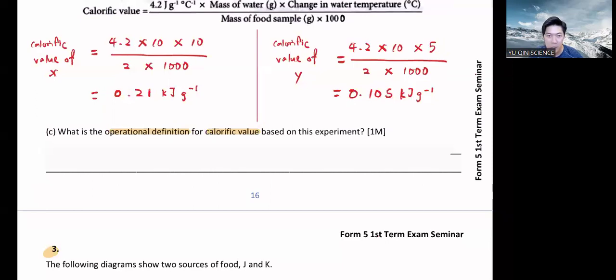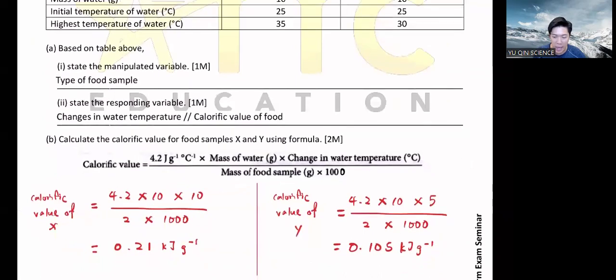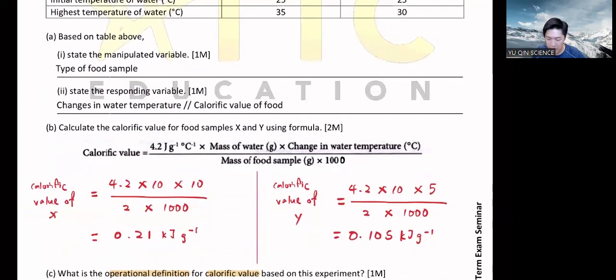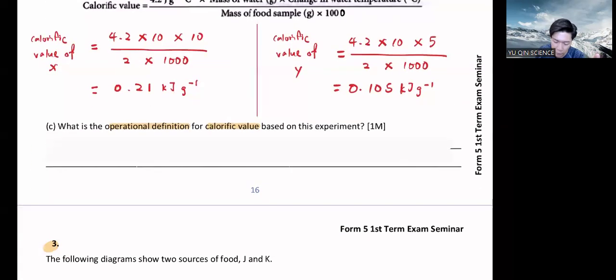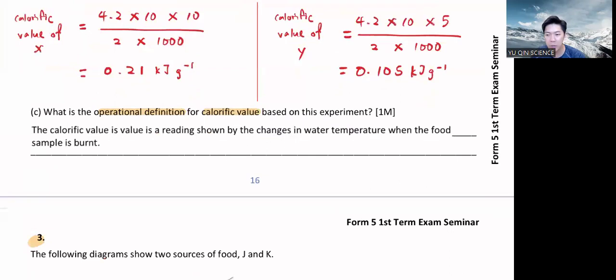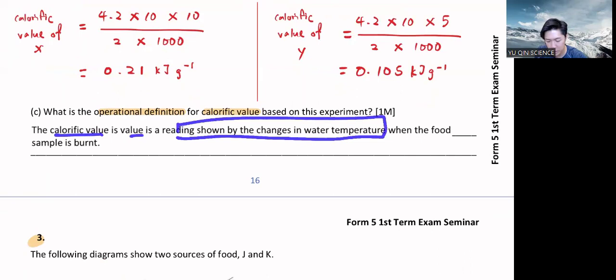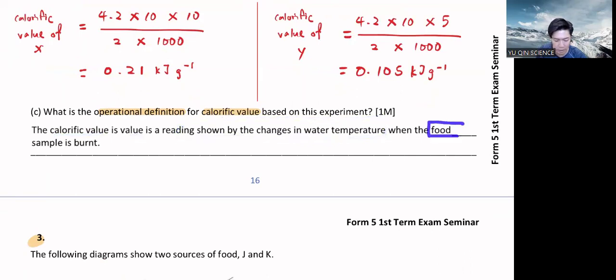You're trying. So calorific value is a value that can be shown by the change in water temperature. Like, calorific value is what? Calorific value is a number that can be shown by this one. When there's a change in water temperature, we can calculate the calorific value. When the food is being burned, everybody, calorific value is a value that can be shown by the temperature. When the food is burned, that's your procedure.